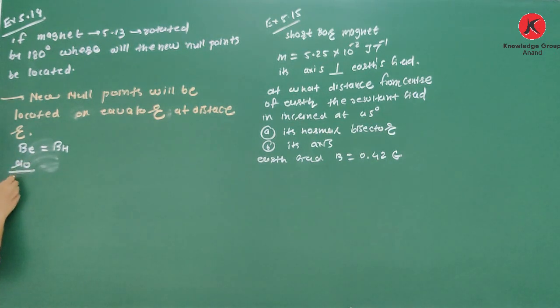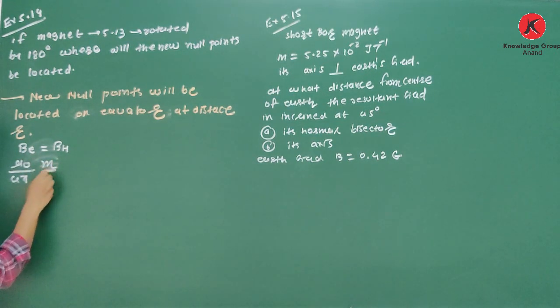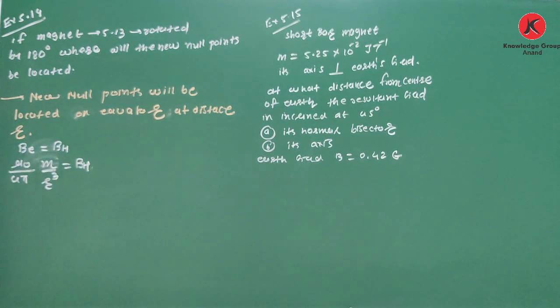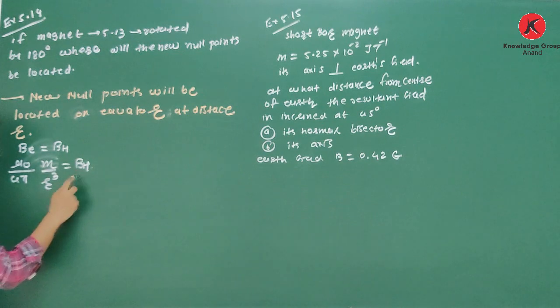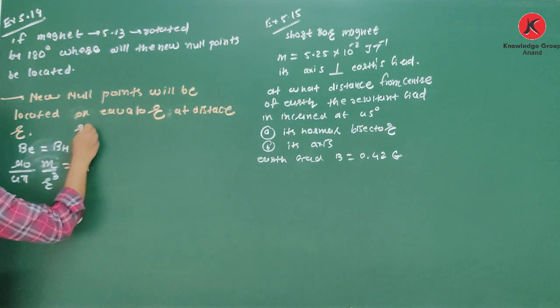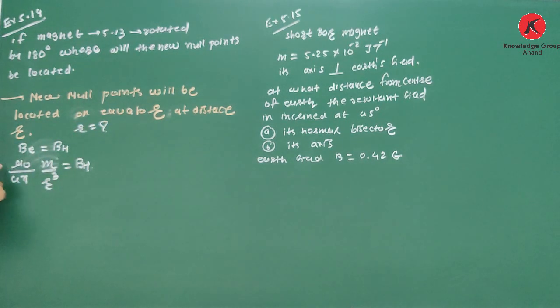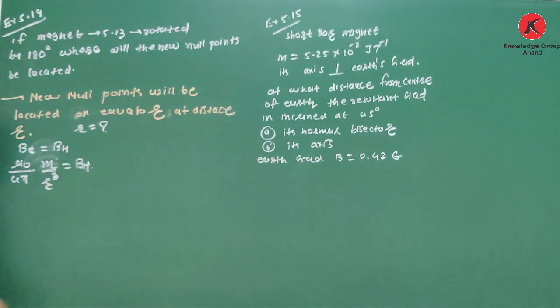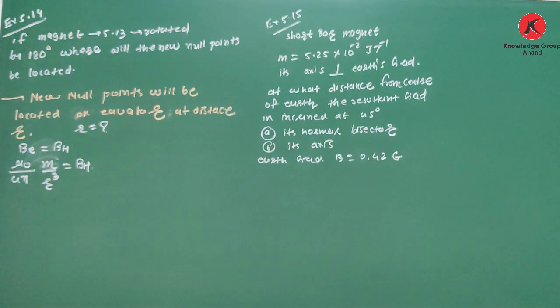Mu 0 upon 4 pi M upon r cube is equal to BH. Yes, you are given the value of BH, 0.36 Gauss. You have to find what is the value of r. Mu 0 upon 4 pi is 10 raised to minus 7. 4 pi you are given, but M you are not given. So first of all you have to find the value of M.